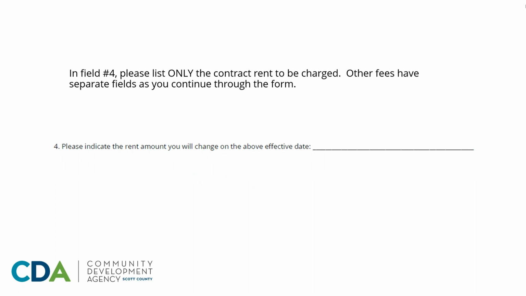In field number 4, please list only the contract rent to be changed. Other fees have separate fields as you continue through the form.